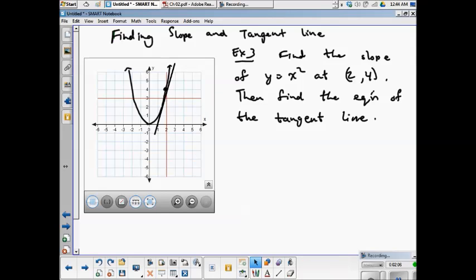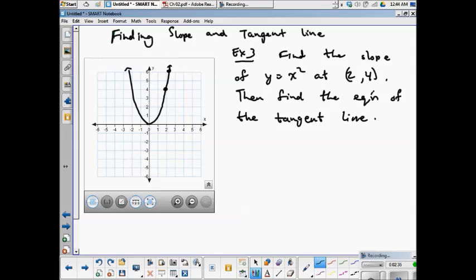Okay, trying to get the slope of that tangent line. To do that, let's suppose there's another point over here. Let's say right there.